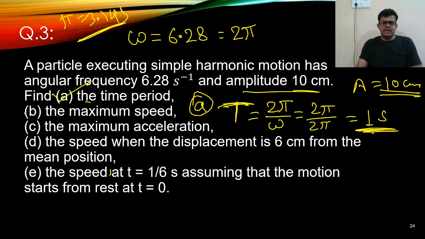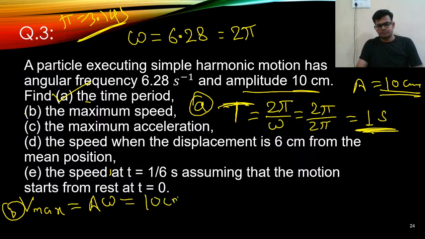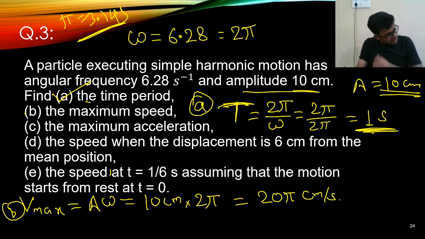Now question number B. What is the maximum speed? So we know V max. We are going to solve B. So V max we know that is A omega. So amplitude is 10 centimeter and omega is 2 pi. So what we are getting finally? We are getting 20 pi centimeter per second. If you wanna write the value of this, you can write and you can find the answer.